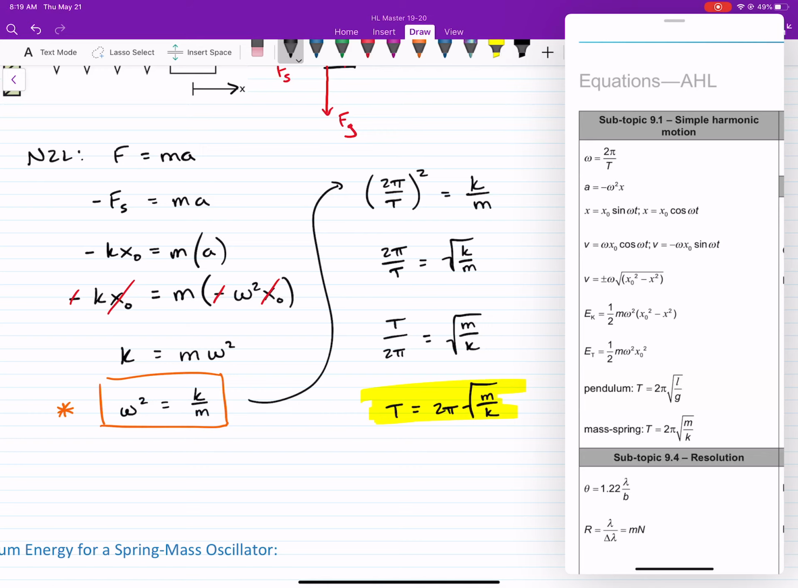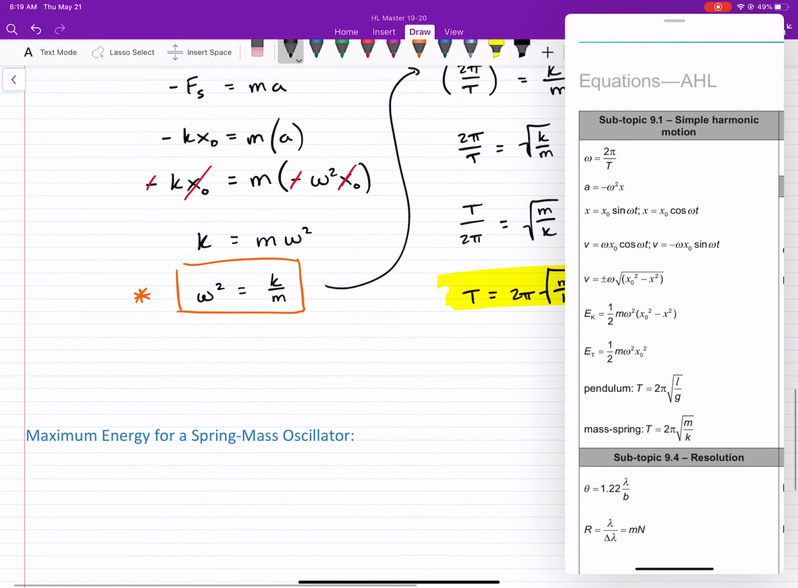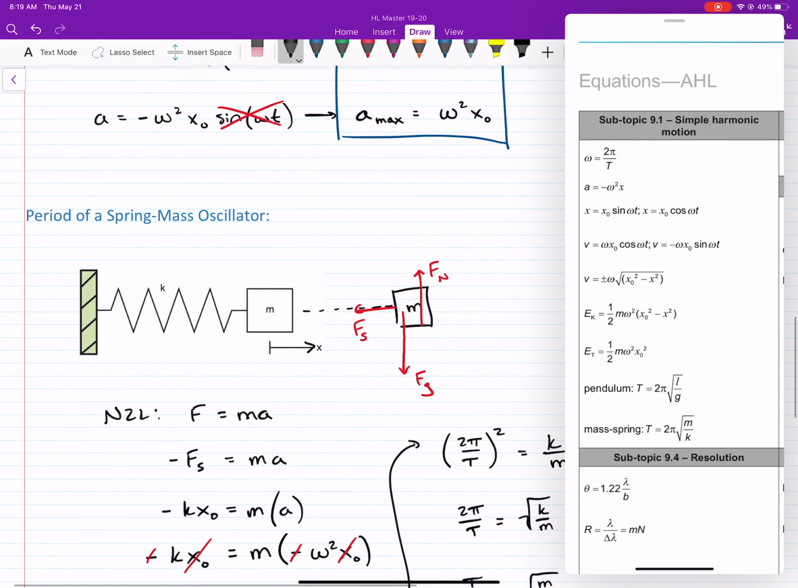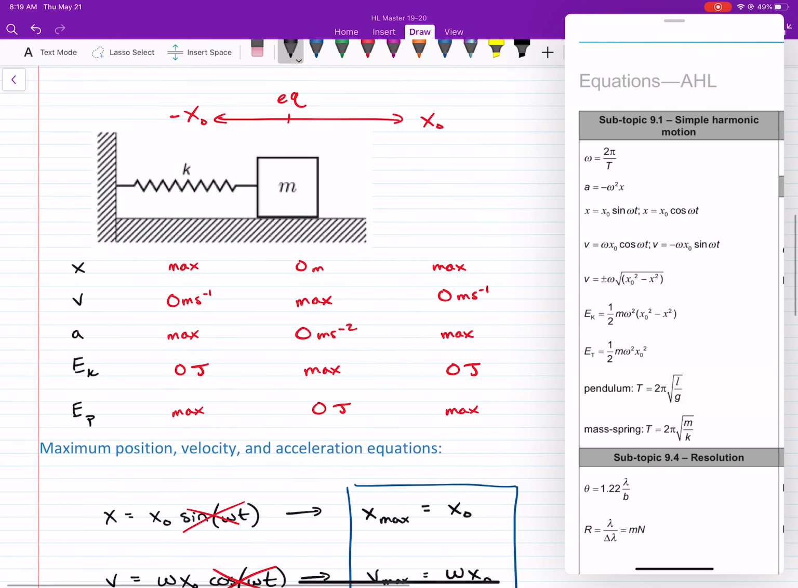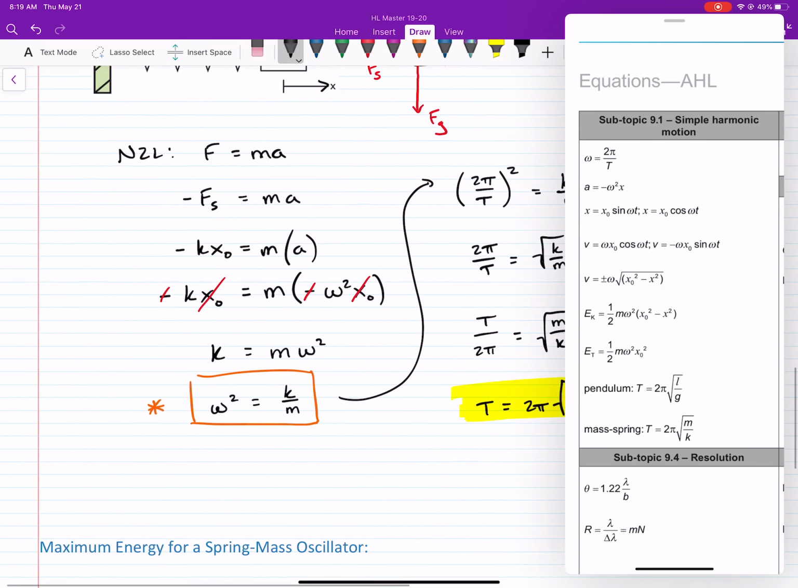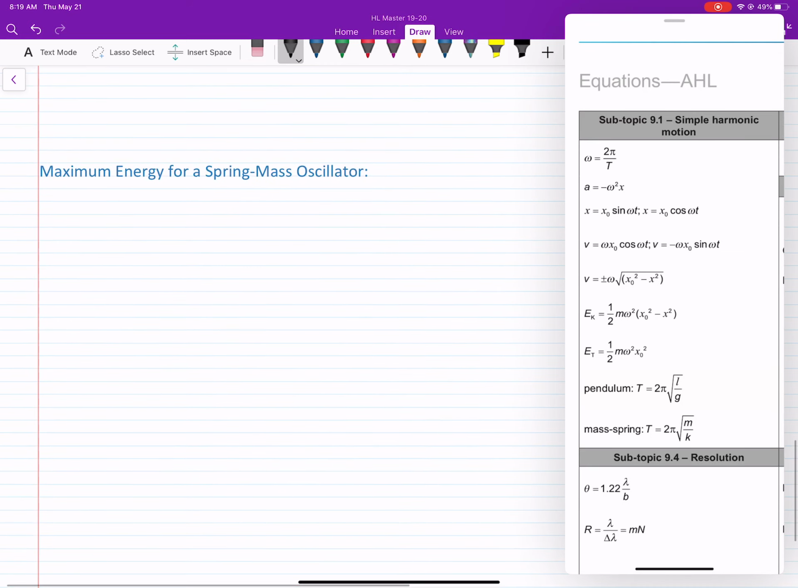Now the last thing that I want to look at in this lesson is the maximum energy for a spring mass oscillator. So we've looked already at our maximum position, maximum velocity, maximum acceleration. We've looked at where these are at maximum and minimum. And so we just need an equation now for the maximum energy. And I want to look at this actually in two different ways. So let's start by looking at the kinetic energy.